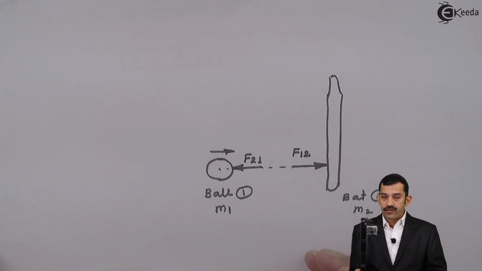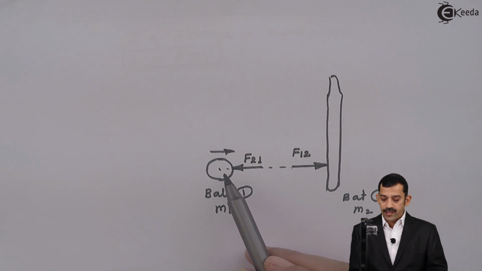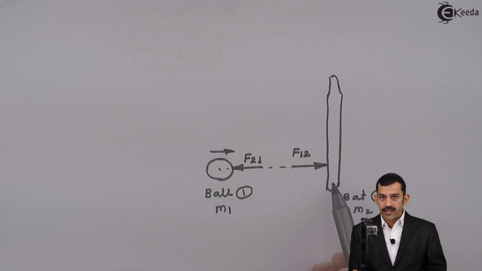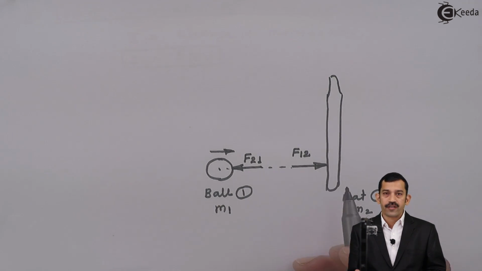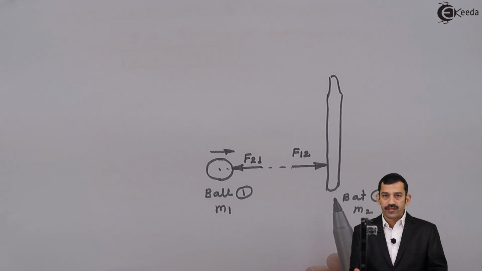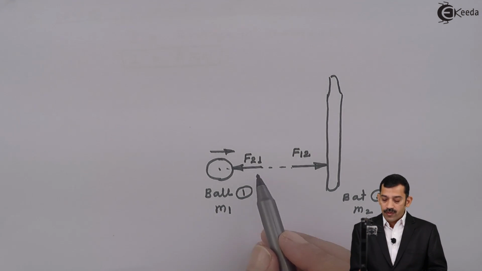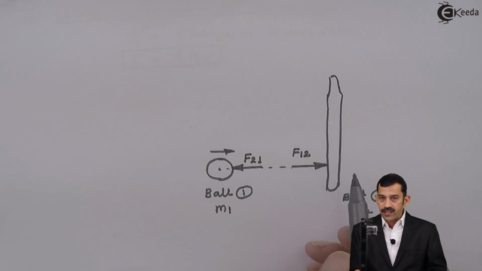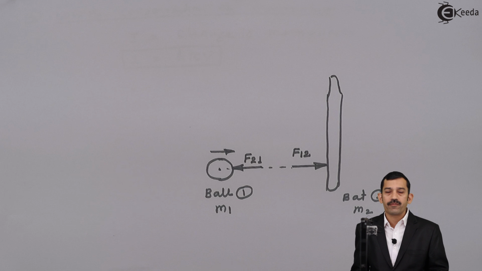When a ball strikes a bat, force F12 is exerted by the ball on the bat. Force F21 is exerted by the bat on the ball, and these forces are developed in a short interval of time. That means these forces are developed when the ball is in contact with the bat, and the ball remains in contact with the bat for a short interval of time.